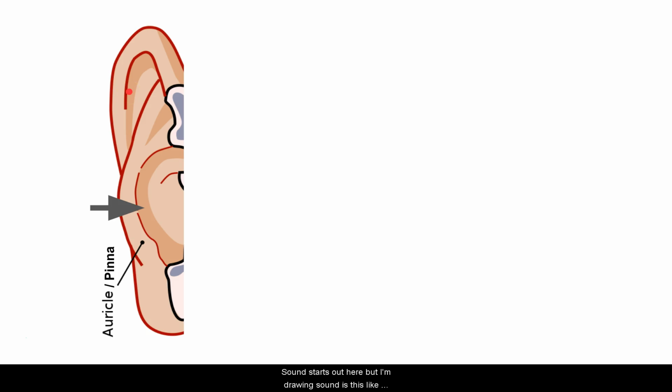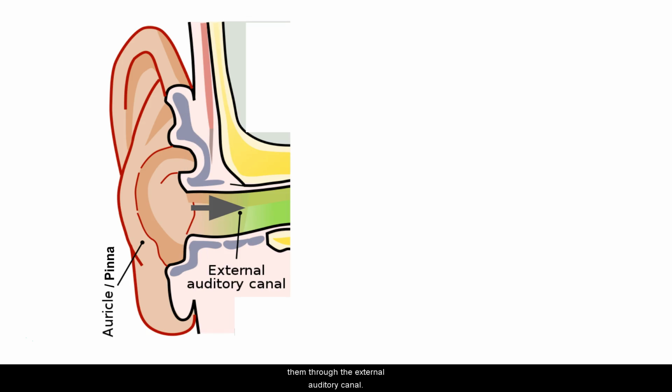And so sound starts out here. And I'm drawing sound as this kind of cheesy little arrow. Sound actually travels in a wave, not as an arrow or a line. But the point of this is your pinna collects those sound waves and moves them through the external auditory canal. So this is inside your ear. It's where you're not supposed to put Q-tips. So the auricle or the pinna is the outside portion of your ear. The external auditory canal is the next spot that those sound waves move to, and that's just inside of your ear.